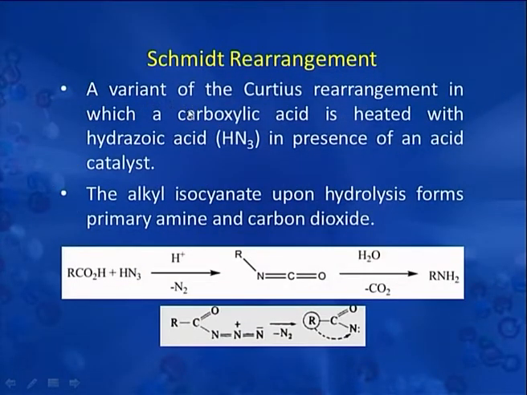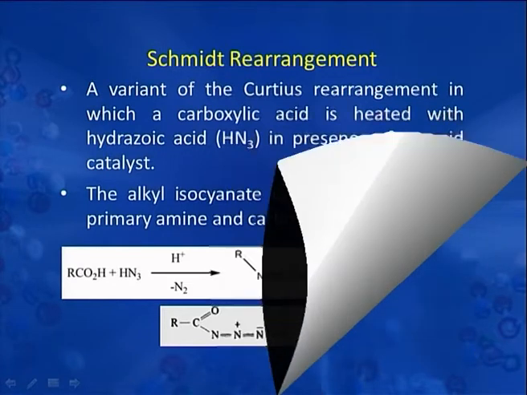Another similar kind of reaction which utilizes alkyl isocyanates is the Schmidt reaction, and it is a variation of Curtius rearrangement in which carboxylic acid is heated with hydrazoic acid in presence of an acid catalyst, and then there is formation of isocyanate which upon hydrolysis forms primary amine.